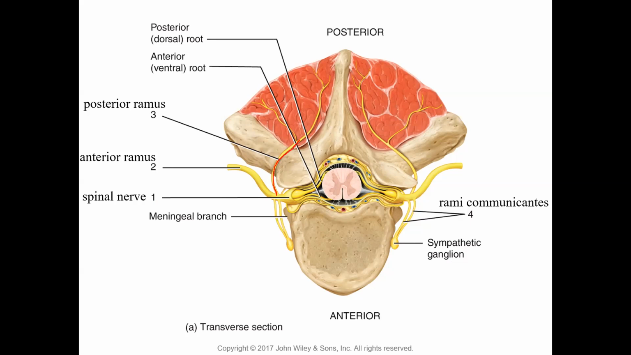Now, rami can contain both sensory and motor fibers. So these are mixed nerves, okay? Your posterior root was here. See, these are your posterior rootlets coming into the spinal cord, and this is your anterior root. So make sure you know the difference between anterior root and anterior ramus, and posterior root and posterior ramus. Don't mix the two up. The posterior root is sensory, anterior root is motor.